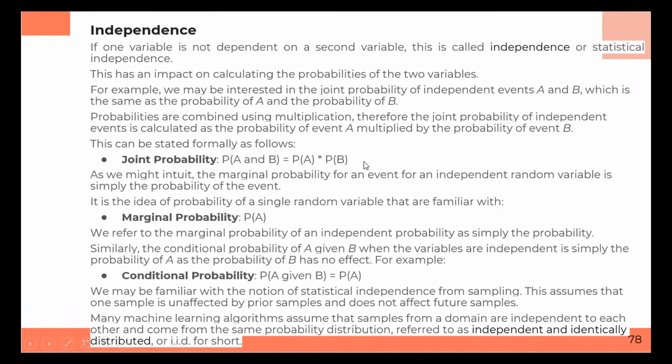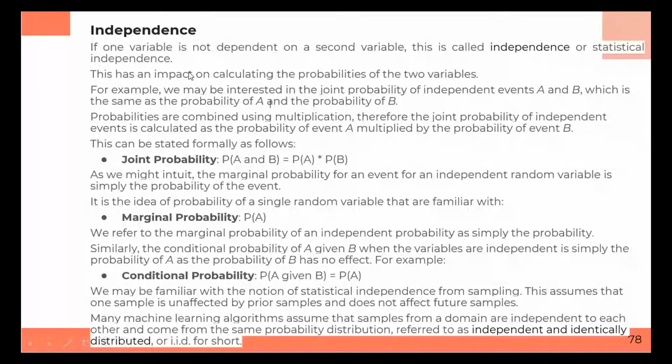Okay, independence. If one variable is not dependent on a second variable, this is called independence or statistical independence. Statistical independence, obviously, they are talking about numerical independence. The values are not changing or affecting the other value. When the variable changes, this has an impact on calculating the probabilities of two variables.